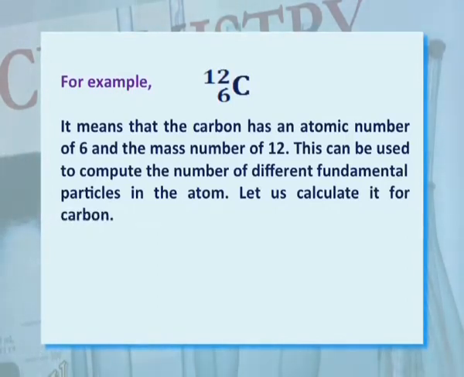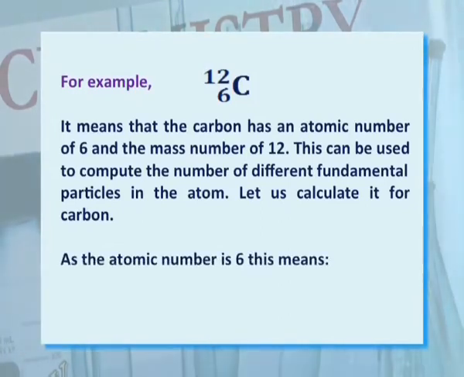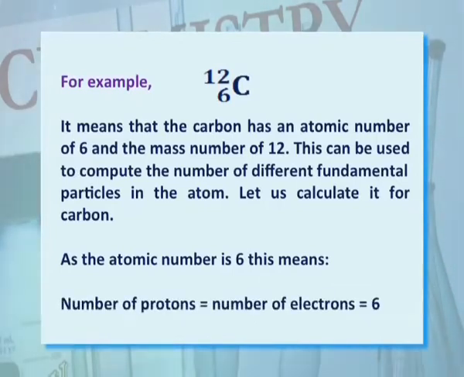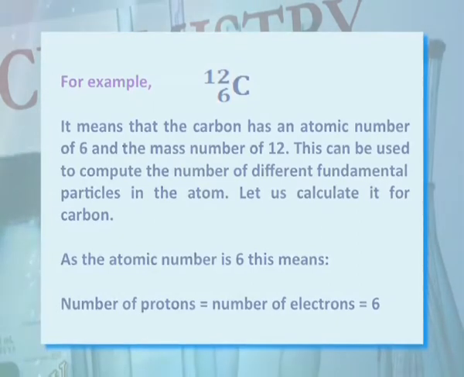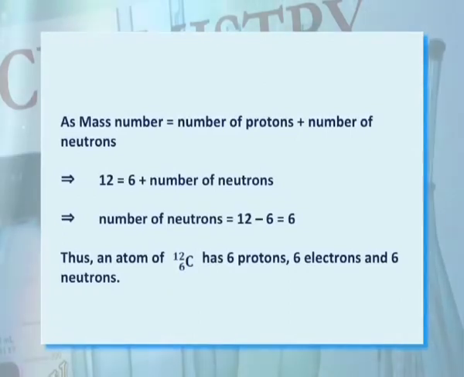Let us calculate the electrons, protons and neutrons for carbon. As the atomic number is 6, the number of protons is equal to the number of electrons, which is equal to 6, because it is a neutral atom. As mass number is equal to the number of protons plus the number of neutrons, we put the relation here: 12 is equal to 6 plus the number of neutrons, so the number of neutrons is equal to 6. Thus, an atom of carbon-12 has 6 protons, 6 electrons and 6 neutrons.